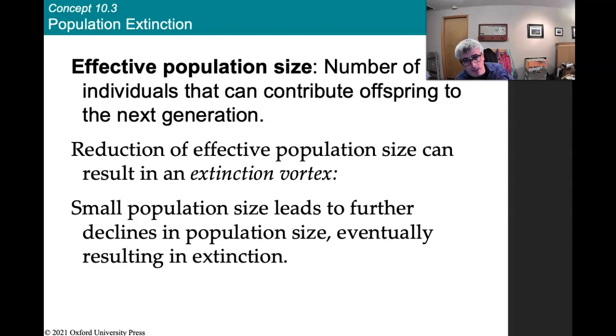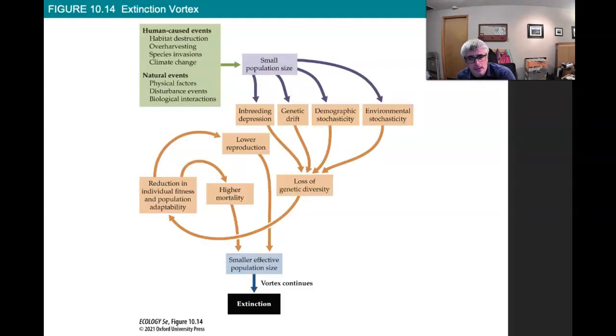Reduction of the effective population size can result in an extinction vortex. Small population size leads to further declines in population size, eventually resulting in extinction. We can look at that here, and this is all exacerbated by small population size.